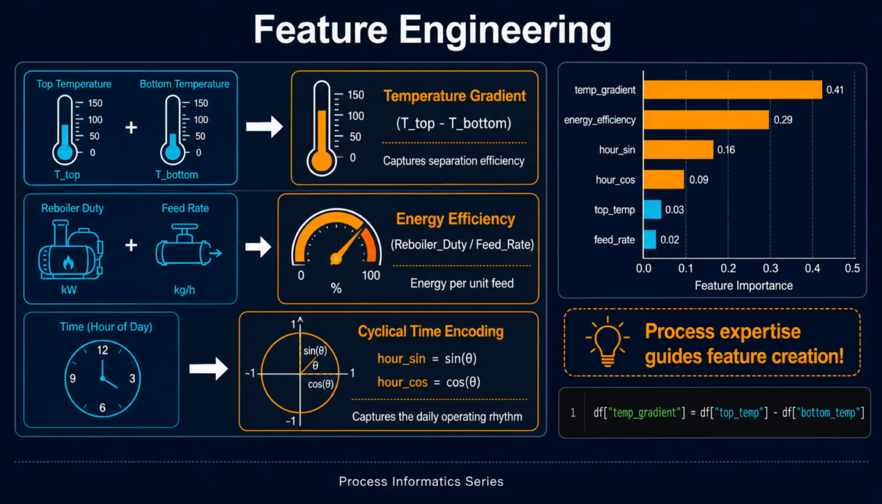Raw measurements often miss important relationships. Feature engineering creates derived variables that capture domain knowledge. Temperature gradient, calculated as top minus bottom temperature, represents the driving force for separation. Energy efficiency, reboiler duty divided by feed rate, normalizes energy consumption for varying throughput. Cyclical hour encoding, sine and cosine of the time of day, captures the daily operating rhythm. Good features often matter more than algorithm choice, so invest time in understanding your process physics.